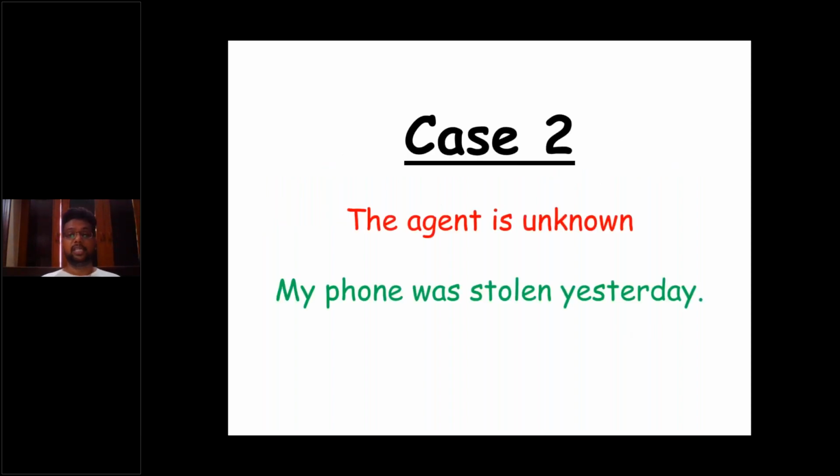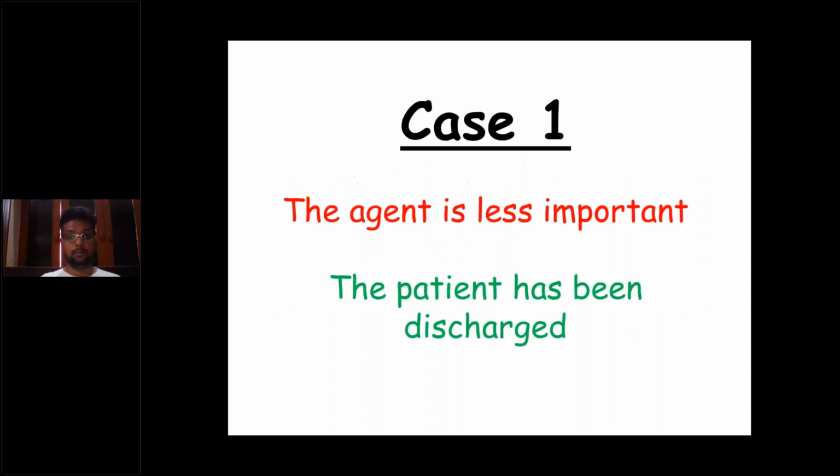My phone was stolen yesterday. The agent is unknown. Please look at case 1. The agent is of less importance. So whenever the agent is of less importance, we neglect the agent. We remove the agent from our sentence.